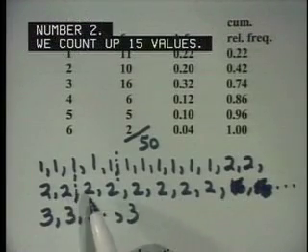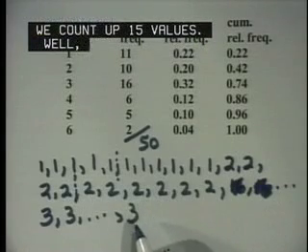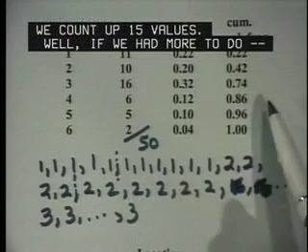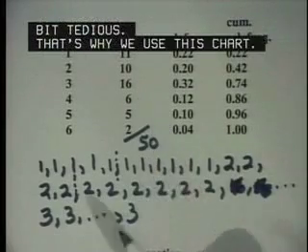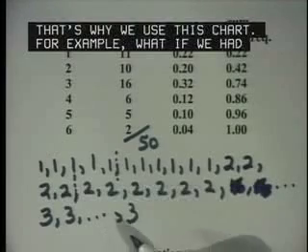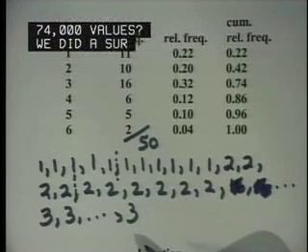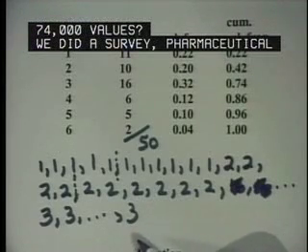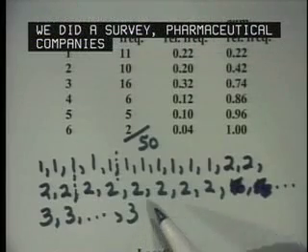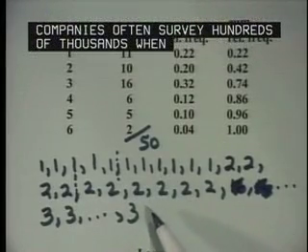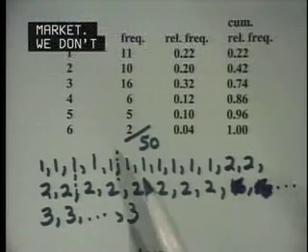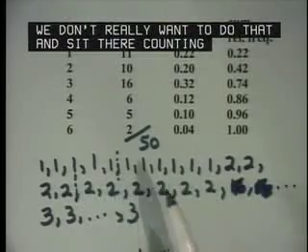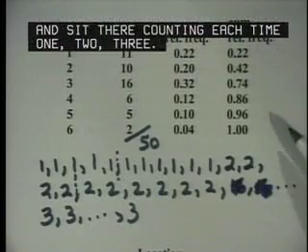If we have more to do, we could do it, but it gets a bit tedious. That's why we use this chart. For example, what if we had 74,000 values? We did a survey. Pharmaceutical companies often survey hundreds of thousands when they're trying to test new drugs to put on the market. We don't really want to sit there counting each time, 1, 2, 3. And so we use this summary chart.